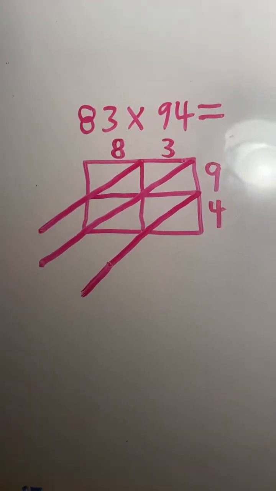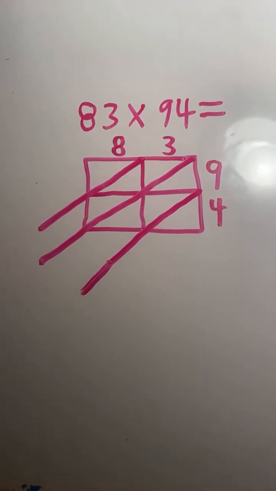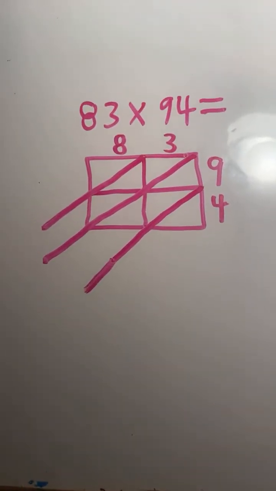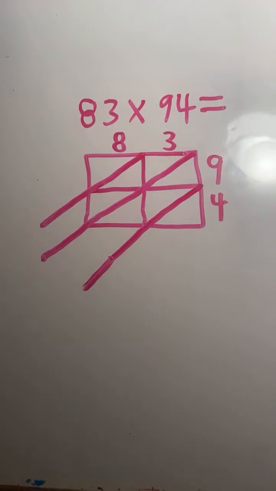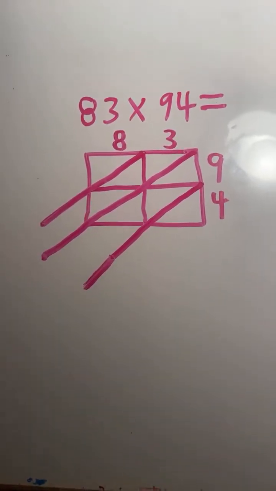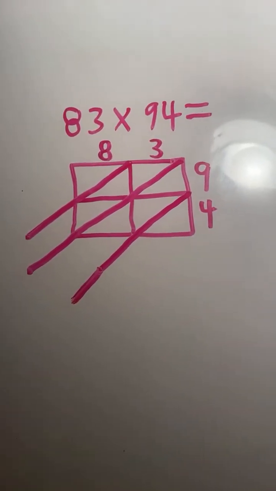So this video is going to focus on 2-digit by 2-digit multiplication using the Lattice method. Our first example problem is 83 times 94. I'm going to go through how to solve that problem.